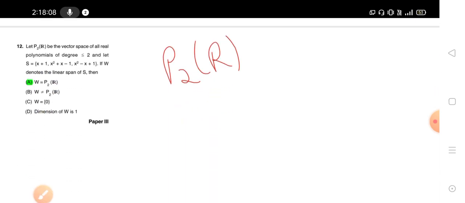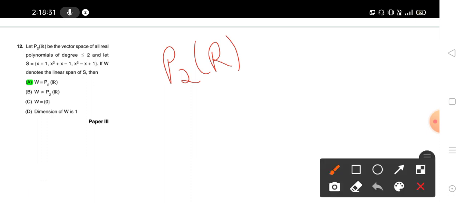Next question. Let P2 over R be the vector space of all real polynomials of degree less than or equal to 2, and let S equal to {x+1, x square+x-1, x square-x+1}. If W denotes the linear span of S, then finally we get a polynomial of degree 2. That means option A is correct.